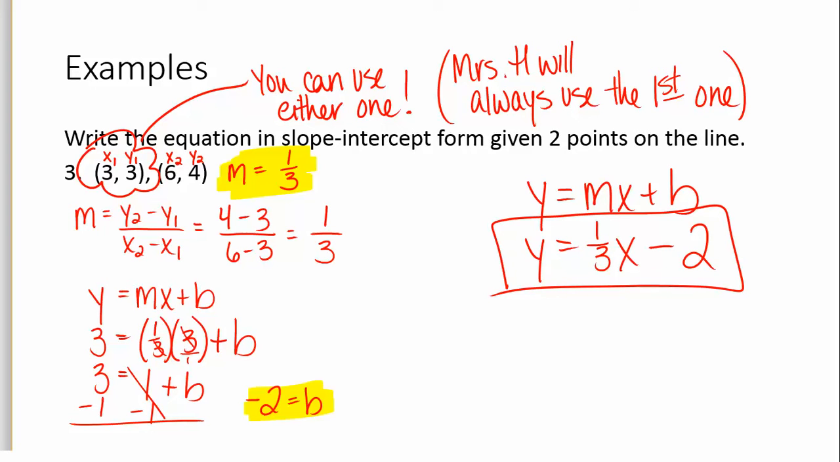So recognize what happened earlier in the first 2 examples. We were given the slope but not the y-intercept. And in this example and in the following one, we're now not given either piece of information, and we are having to find both of those before we can write the equation.